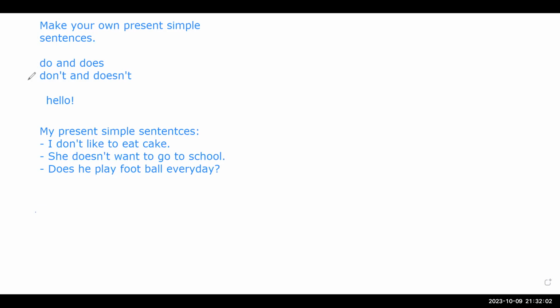Okay, there you go. Please read. I don't like to eat cake. He doesn't want to go to school and just plays football every day. Oh, I was about to say there should be a space between foot and ball, but you know what the mistake is there. It should be one word, okay? Football. So one word. That's okay. Very good. So I don't, she doesn't, and does he. Okay? Very good. So when you speak, also try to think, so you won't make any mistakes.